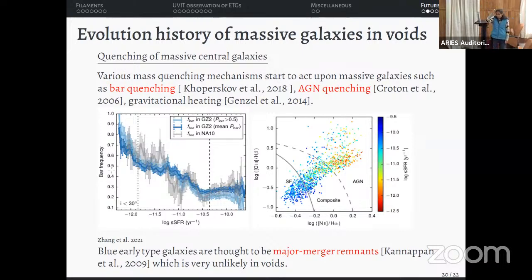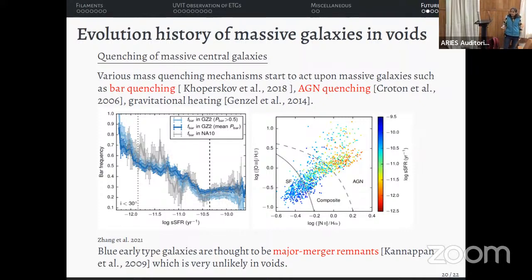So most of my interest revolves around studying the evolution of galaxies in different large scale structures. The work that I want to do is with void galaxies, and specifically in the high stellar mass range. As the mass of a galaxy increases, there are various quenching mechanisms that are activated, such as bar quenching and AGN quenching. Quenching is just slowing down of star formation.